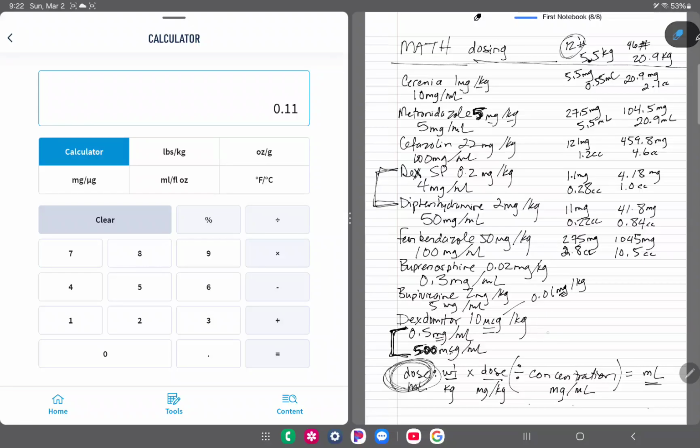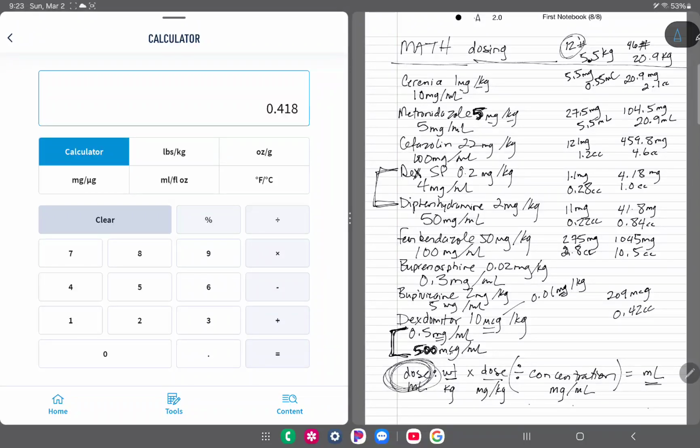Now we move on to the dog. We have a 20.9 kilogram dog times the dose, which again, we'll start with the mic. 10 mic. And that equals 209 mic. Again, I started with mic, I'm sticking with mic, therefore I'm dividing by the concentration of mic. So 500 mic or micrograms per mil, and that equals 0.42 mils to make the dog sedate.